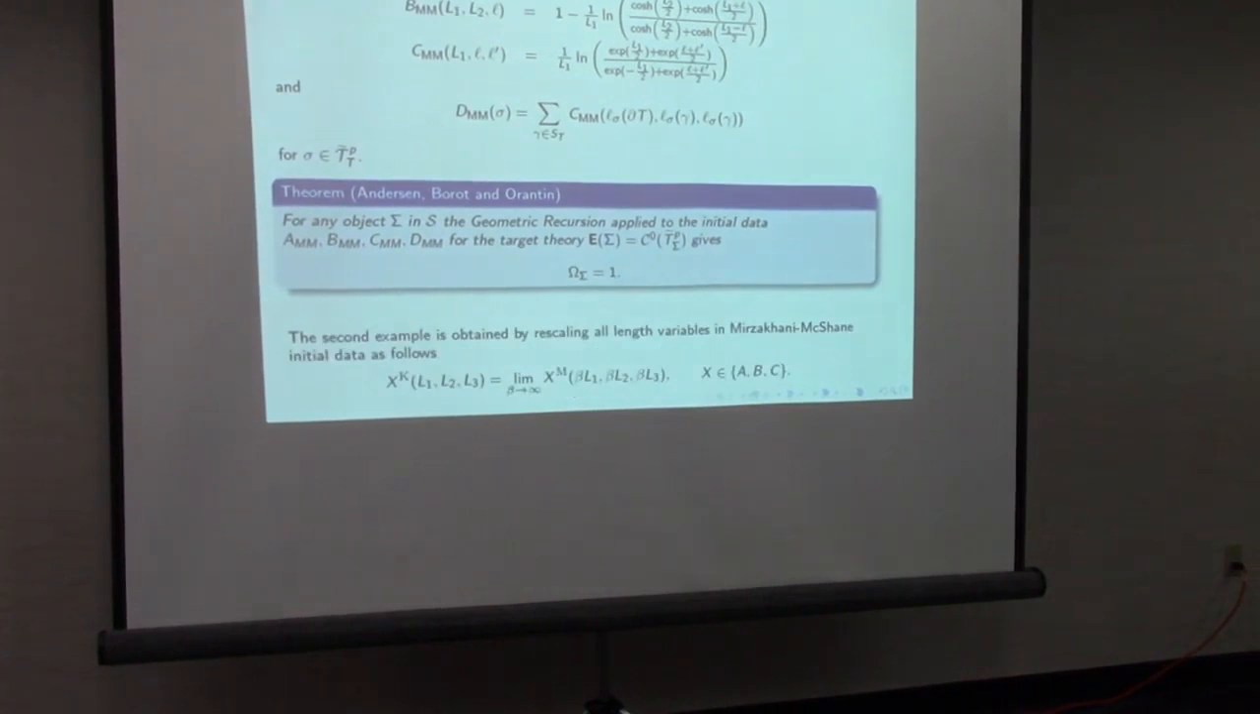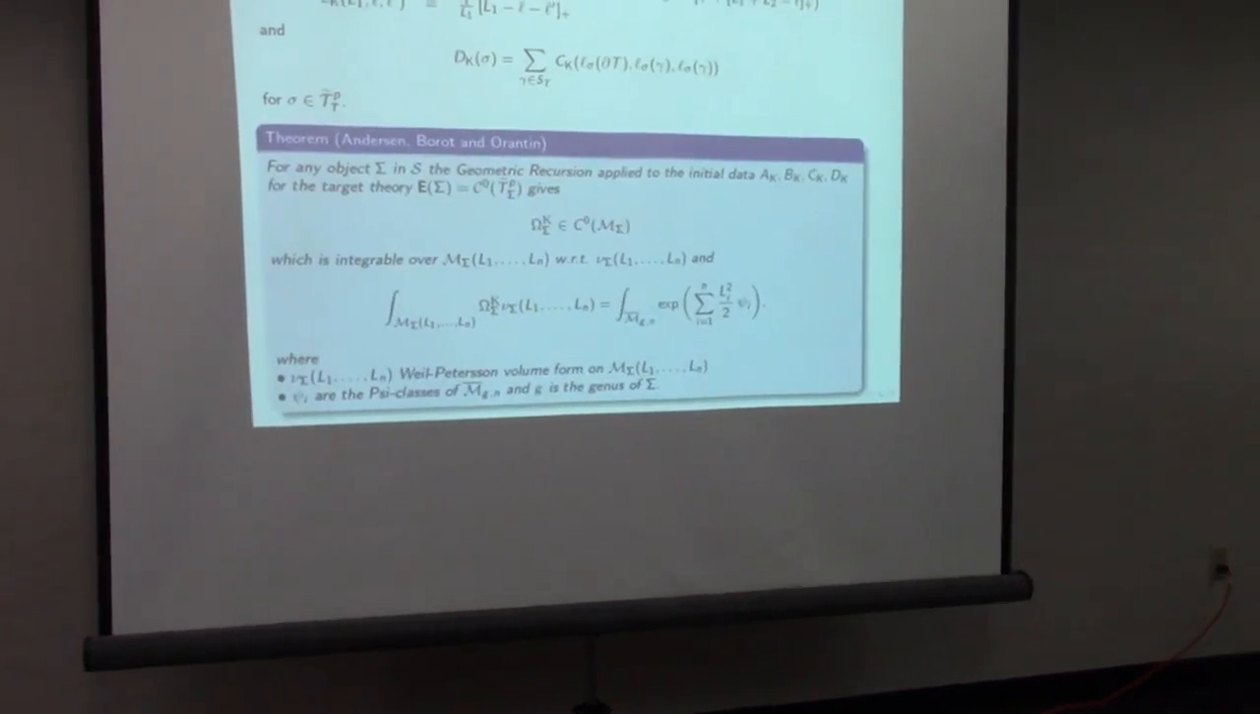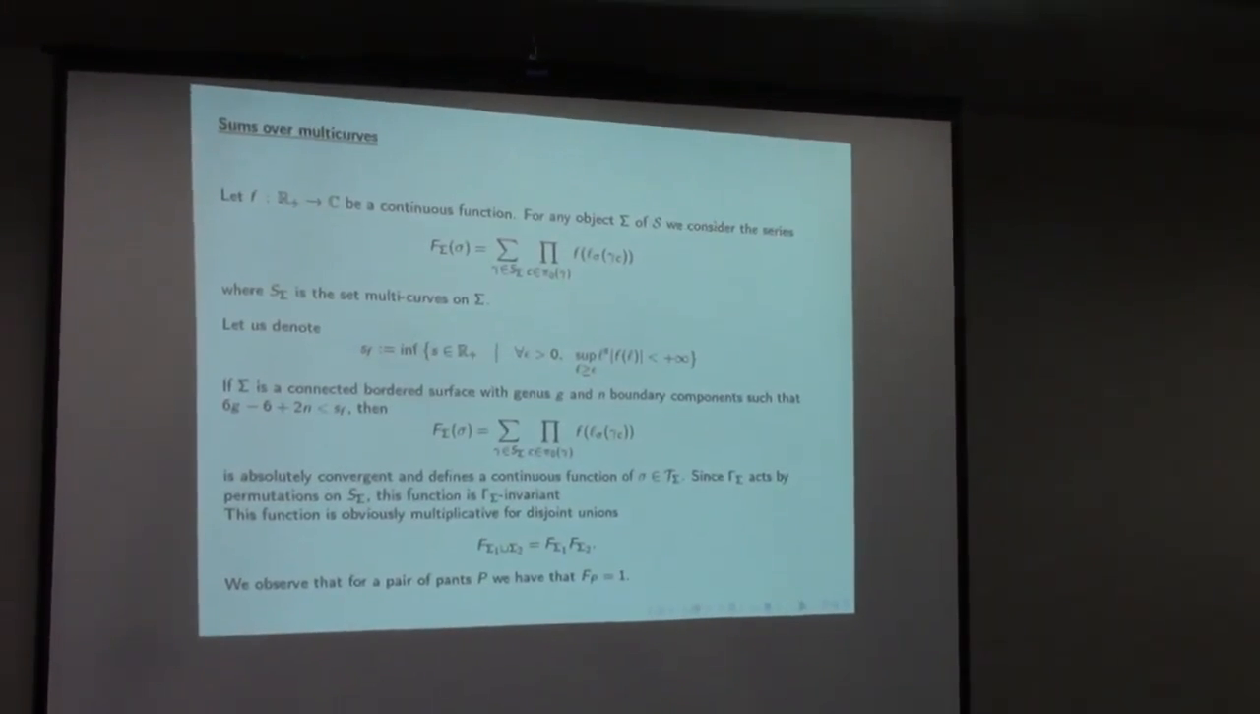Okay, very good. So I will skip the next example, which was the Kontsevich initial data. We went through that and saw that it was given by psi classes. But what I really want to look at now is these functions. So let's take a function which is continuous and which is decaying at infinity. In fact, it doesn't matter whether it's continuous or not, as long as it decays very fast at infinity. But if you want the output to be a continuous function, this has to be continuous. So now for any surface, you take the set of multicurves on sigma, and you sum through that set, and for each multicurve, you take a product over the components of the multicurve, and you apply F to the length of the component at the point sigma you are at in Teichmüller space.